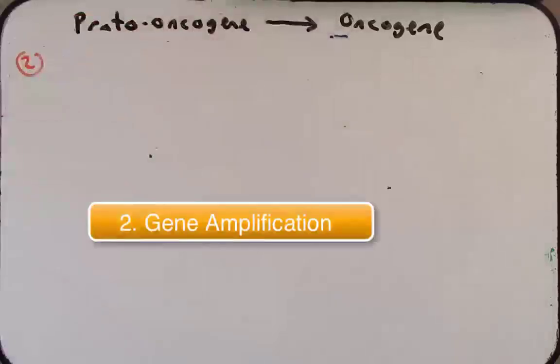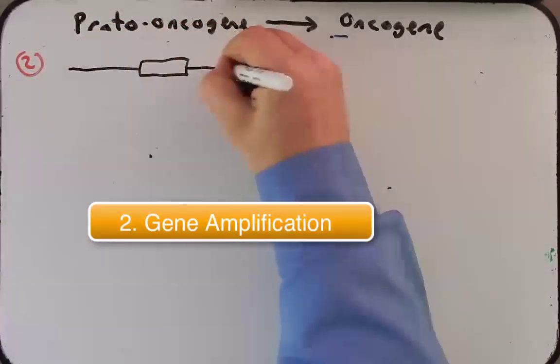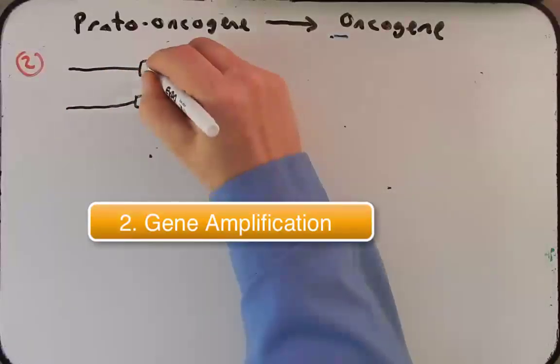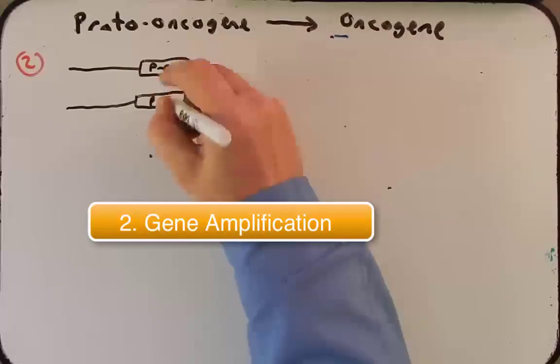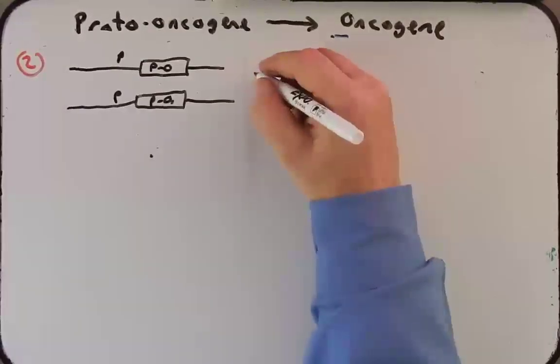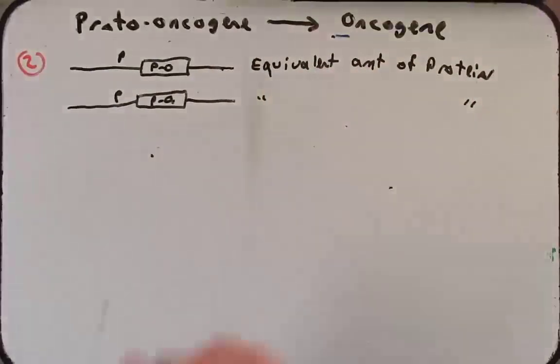Okay, let's talk about the second way that a proto-oncogene can become an oncogene. Remember, normally, these genes are properly regulated. Every time they're expressed with this promoter here, they make an equivalent amount of protein from each allele. And then these proteins go on to regulate the cell cycle.